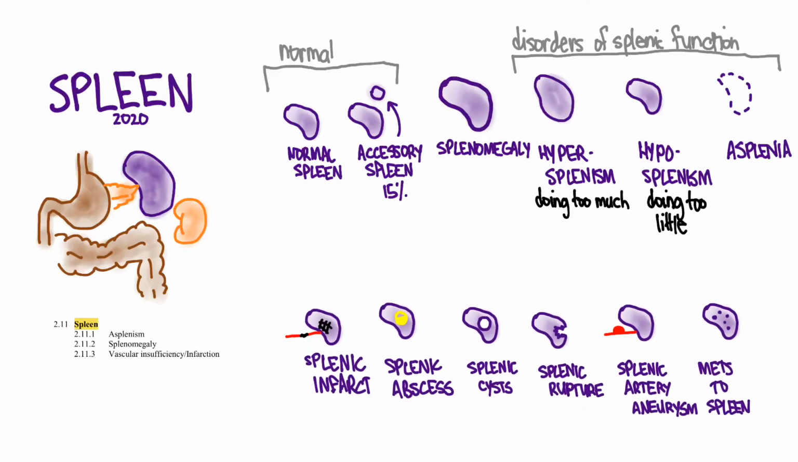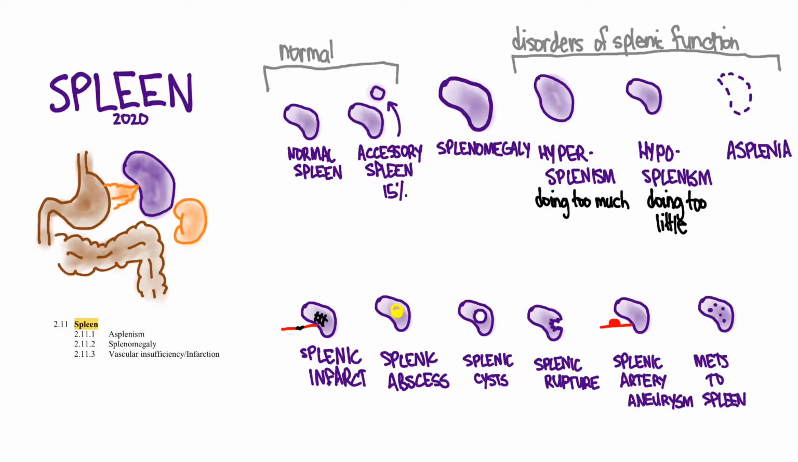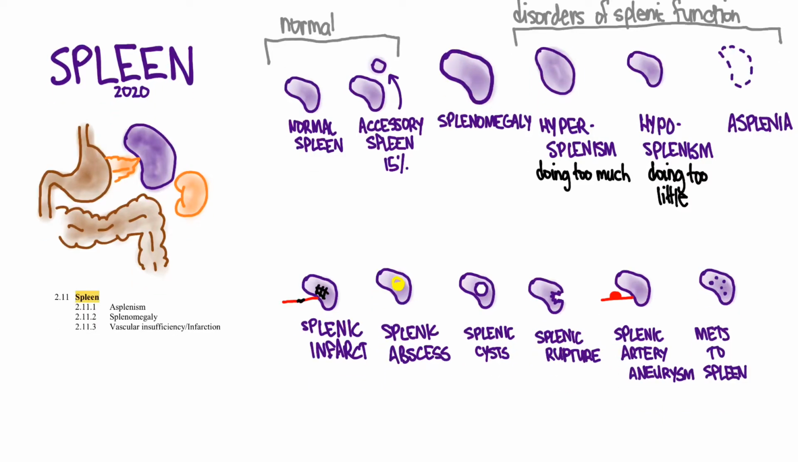And then we'll also talk about some of the various focal lesions to the spleen that you can get, like splenic infarcts, splenic abscesses. Often the infarct can turn into an abscess. Splenic cysts, splenic rupture, usually from trauma, but could be from other things. Splenic artery aneurysms can happen. They're rare, but they can certainly happen. And then we'll briefly touch on metastases to the spleen. So why don't we start with splenomegaly.